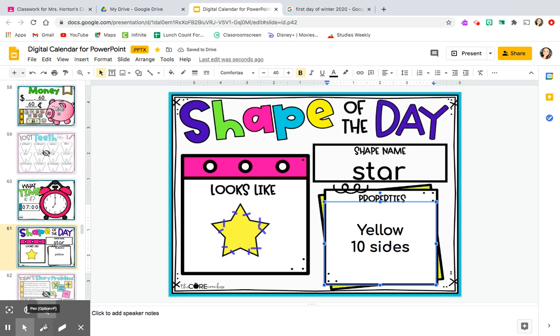Wow. Let's see how many vertices it has. So 1, 2, 3, 4, 5. Oh my goodness, it has 5 vertices. That's 5 points. 5 vertices.